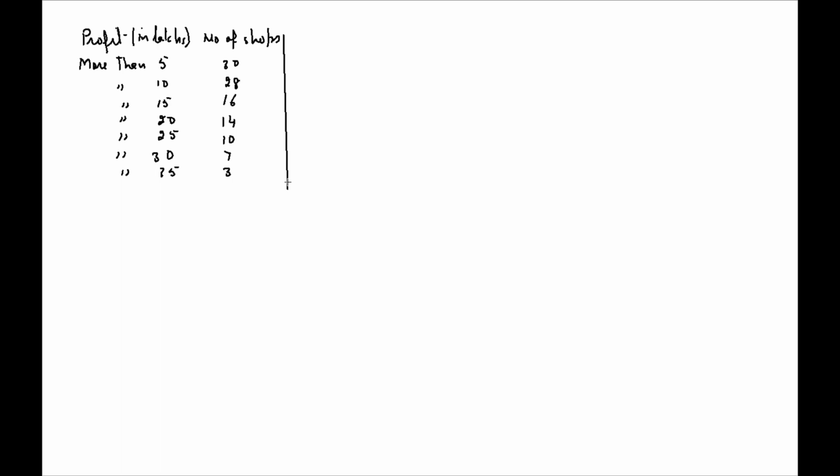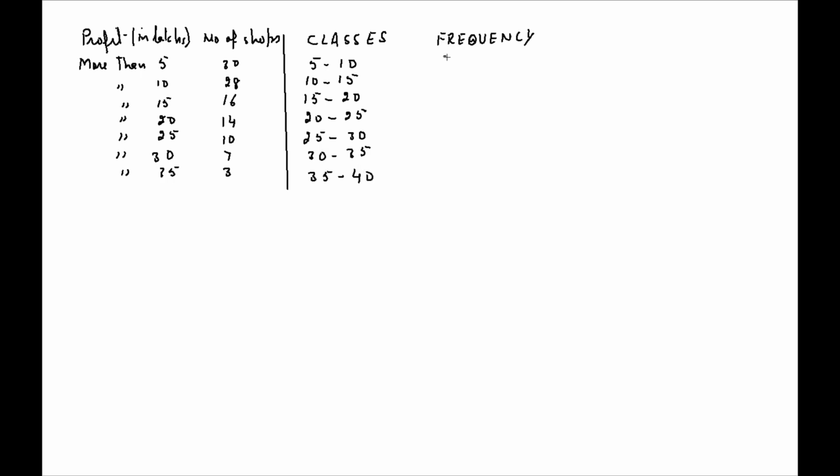Now I have written the question again. So now I'll convert it into classes and frequency and cumulative frequencies. Classes are 5 to 10, 10 to 15, 15 to 20, 20 to 25, 25 to 30, 30 to 35, 35 to 40. Frequency: for 5 to 10, frequency is 30 minus 28, you will get 2.